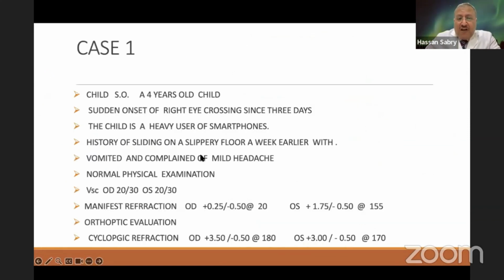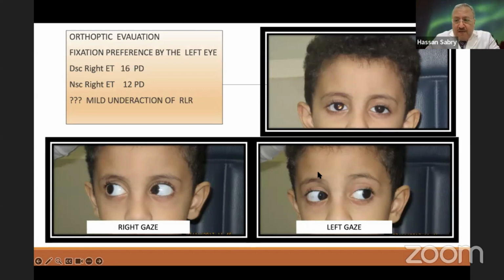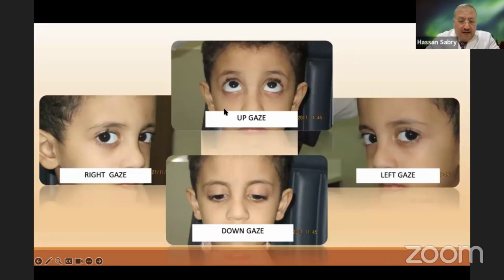Case number 1 here is a child, 4 years old, with sudden onset of right eye crossing since 3 days only, and he was a heavy user of smartphone. It was mentioned in the history that he was sliding on a slippery floor a week earlier and vomited and complained of mild headache. His vision was fine, and as you can see in the video here, he has limitation of abduction in the right and left eye, and up gaze and down gaze were normal.